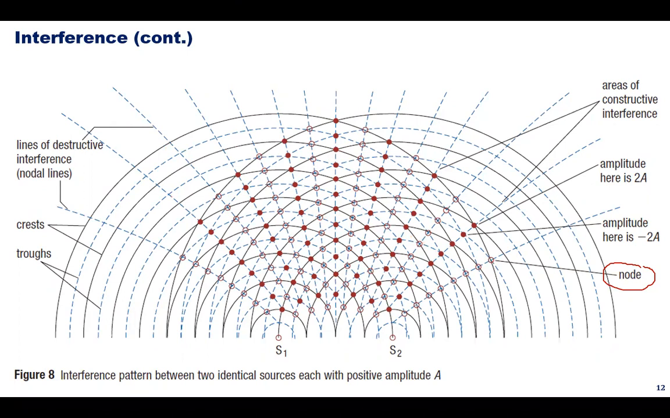Okay, let's revisit the two concepts here. A node is a point along a standing wave where the wave produces zero displacement, whereas nodal line means a line or curve along which destructive interference results in zero displacement. Which is here. These are called nodal lines.